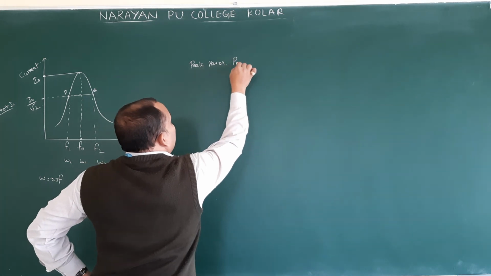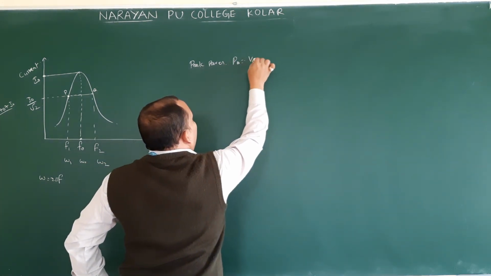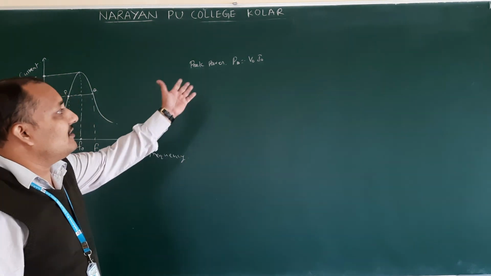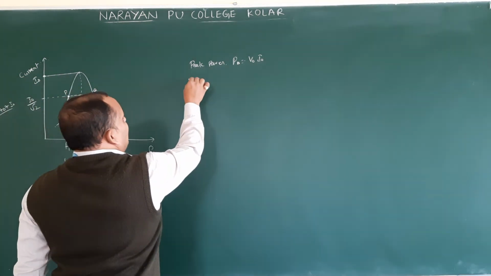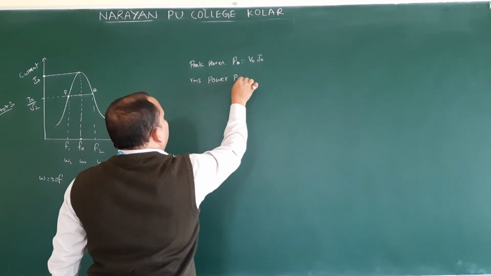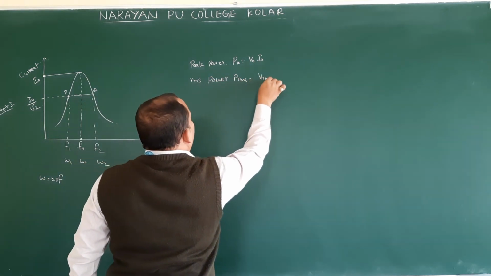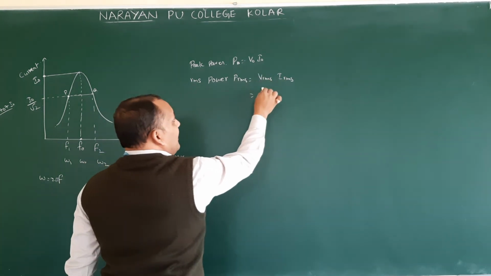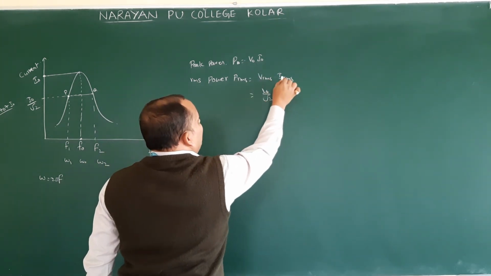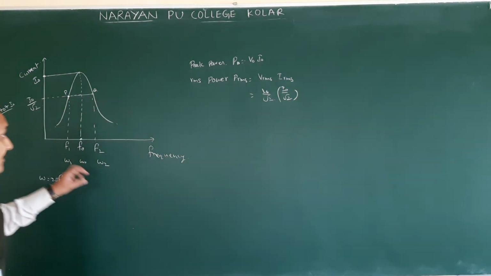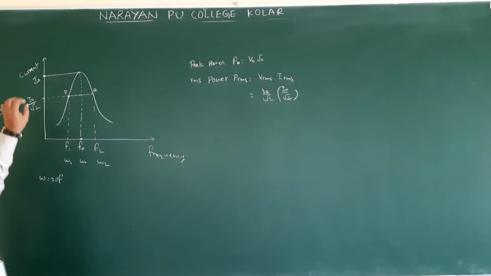Peak power, P naught, is equal to, what is the formula? Power P is equal to VI. P naught is equal to V naught I naught. Now RMS power. P RMS is equal to what we have to write? V RMS times I RMS. What is the V RMS value in terms of V naught? V naught by root 2. And I RMS value is I naught by root 2. That value we are taking here.